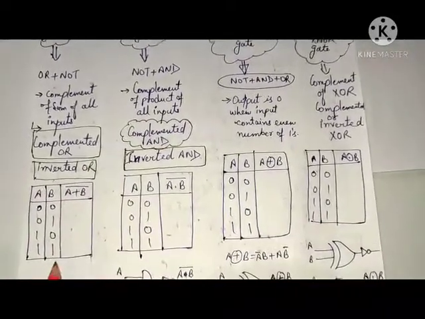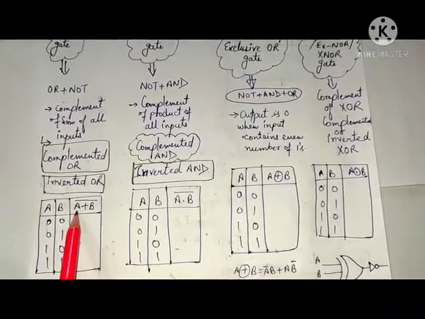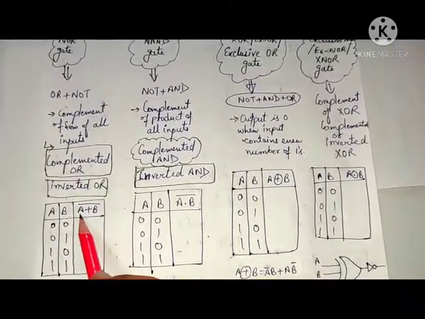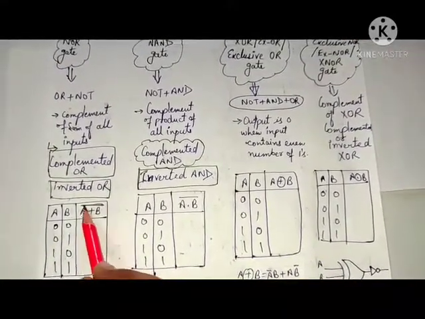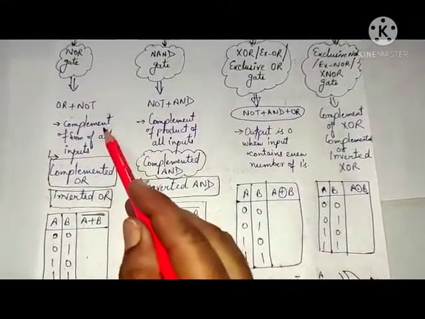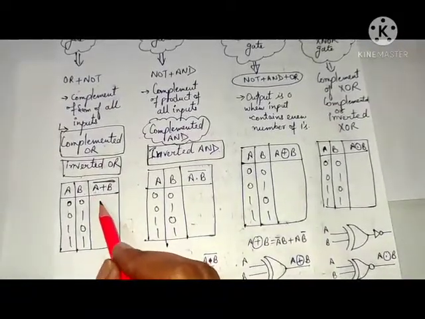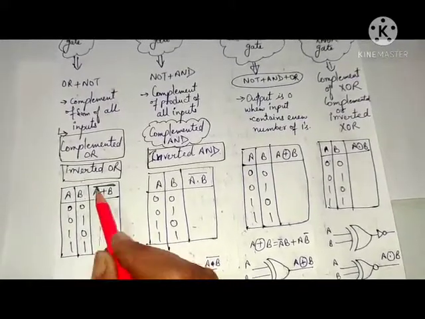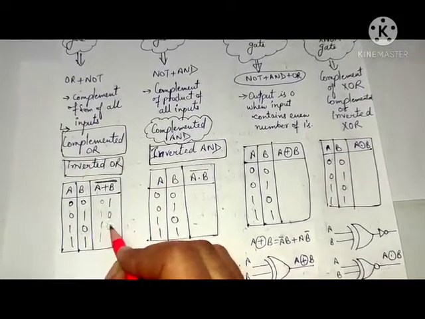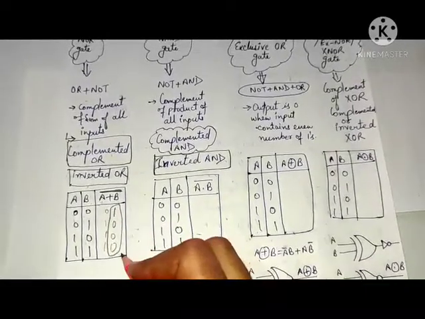What is the truth table for it? If we are taking two variables, two inputs, then what is the NOR gate? NOR gate is represented by (A plus B) complement. As I told you, it is the complement of the sum of all the inputs. Firstly we are performing A plus B, and then I am taking the complement. Then what is the output? 0 is changed into 1, 1 is changed into 0. This is the output of NOR gate.